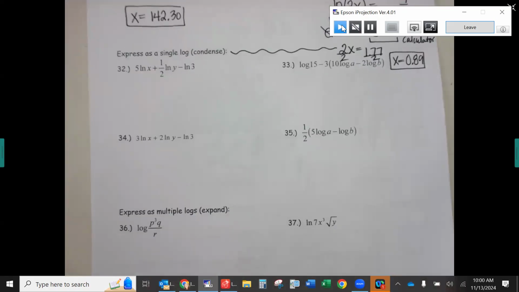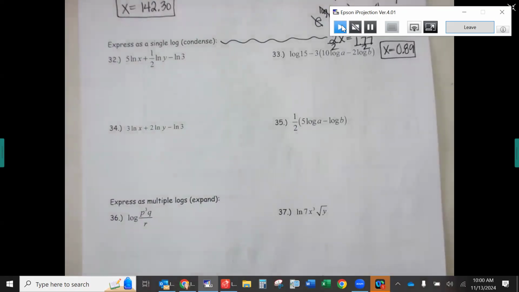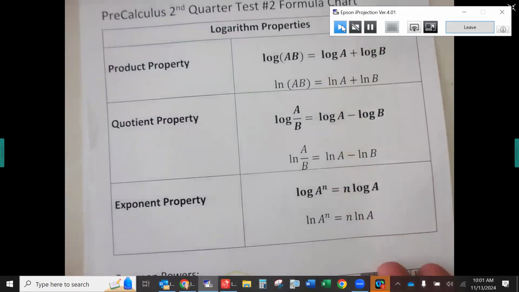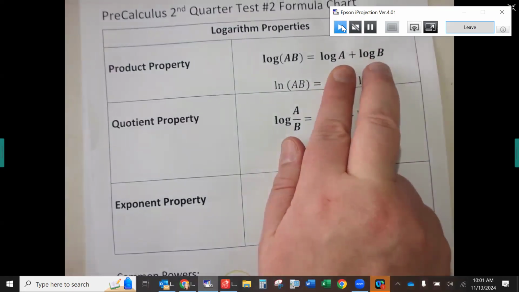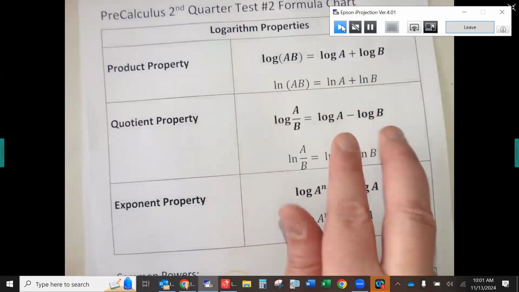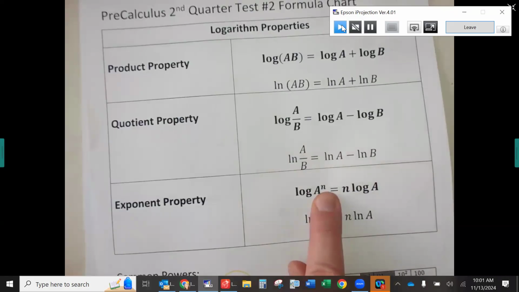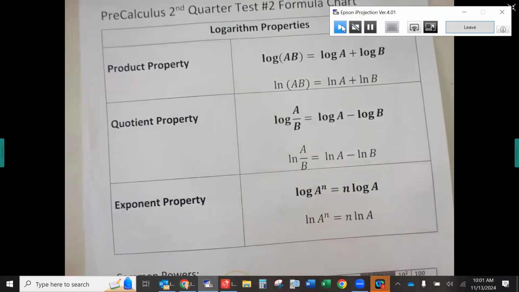Okay, these are just your log properties. Now, if you look on your chart, you have all the properties here. Remember that if you have logs that are added, you can multiply them to put back together. If they're subtracted, you divide to put them back together. And then remember that little numbers up top can drop down to the front.